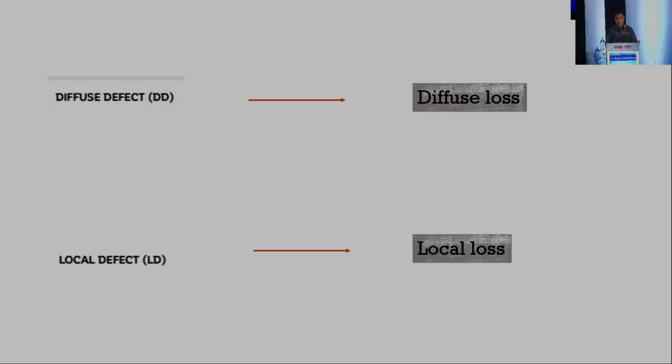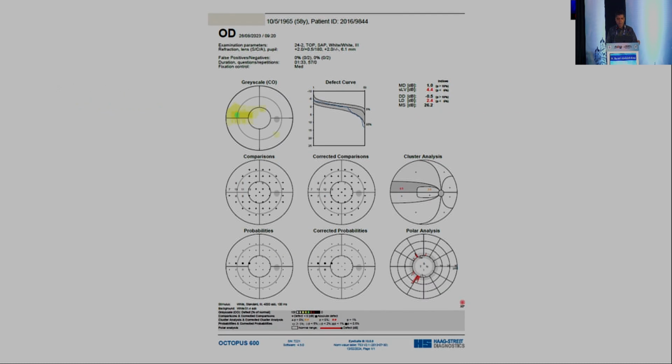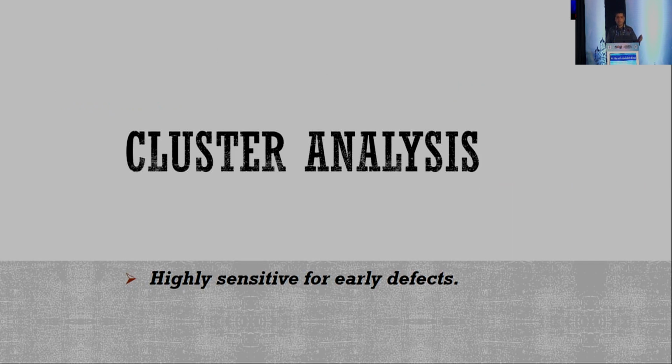The 2 other indices which are unique to the Octopus are called the diffuse defect index and the local defect index. Now these are calculated from the defect curve I showed earlier, and that is why they are unique to the Octopus and represent diffuse loss and local loss respectively. Now, the 9-in-1 representation of the Octopus has 2 other features. One is called the cluster analysis and the other is the polar analysis, which are unique to the Octopus.